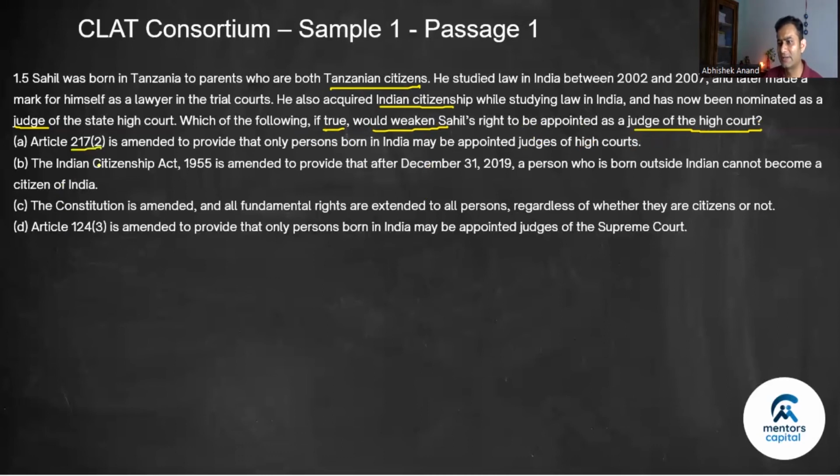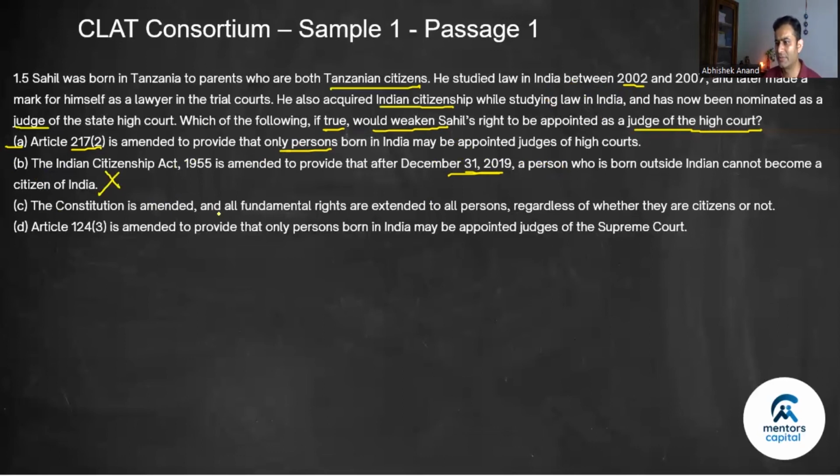Article 217(2) is amended to provide that only persons born in India may be appointed judge. If this happens, he would fail and he would definitely not be allowed, if this is true. So I'll keep it. Look at B. After December 31, 2019, a person who is born, it's after. He was born before that, right? He studied in 2002, so he was born much before that. So obviously, even if this was true, it will not apply to him. So it will not weaken his proposition to be a judge.